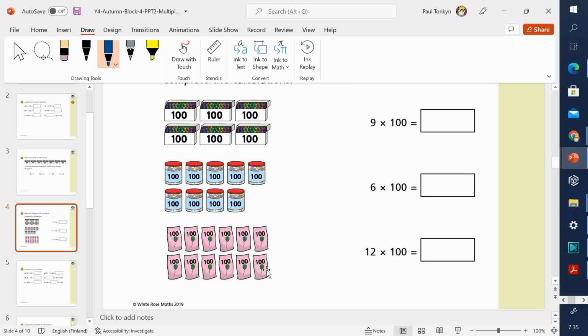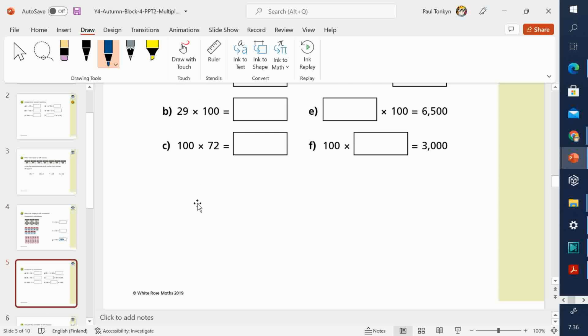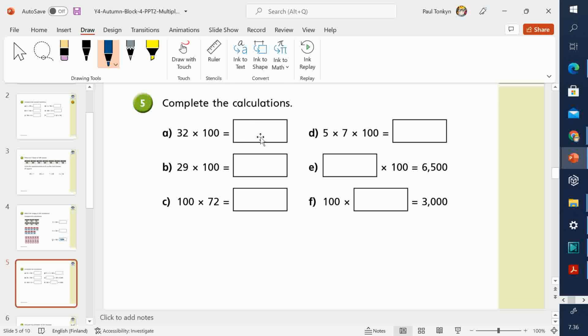And how many packets of balloons are there? No, 12. Yeah, there's 12 packets of balloons. Times 100 equals, right, 1,200. You can see you've got the 12 here. You just need to put the 2 zeros on. Okay, good. Right. So 32 times 100. Good. 29 times 100. Yeah. 100 times 72. So again, we need to start with.